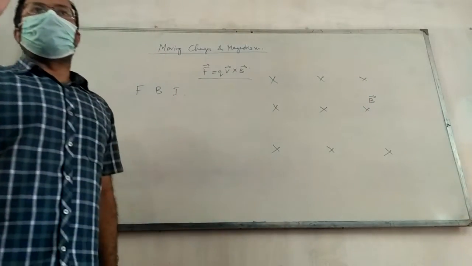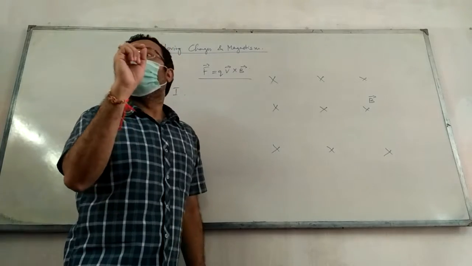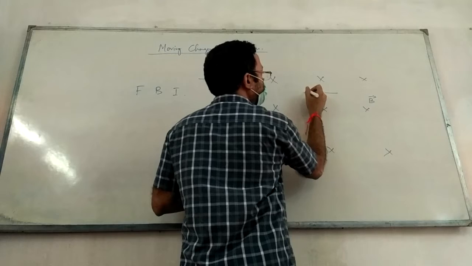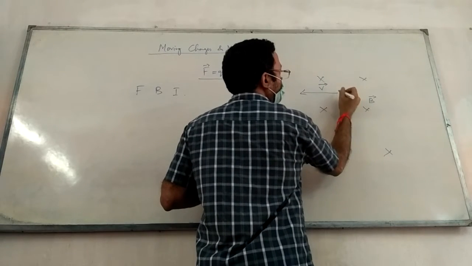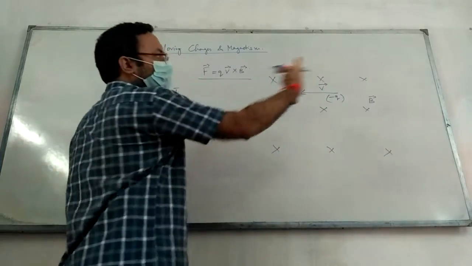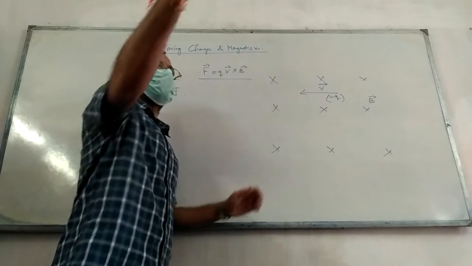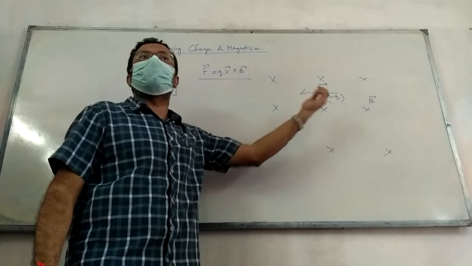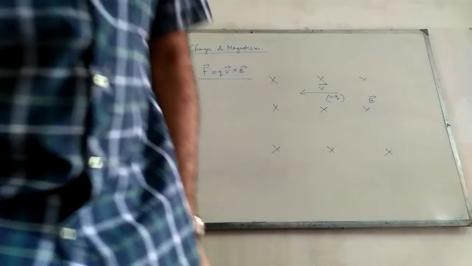I've taken a negative charge. Listen to it very carefully. I've taken a negative charge, and I have thrown it towards the left in the same field. In the same magnetic field which is directed into the plane of the board, I've thrown a minus Q charge towards the left. Which direction will it experience the force?